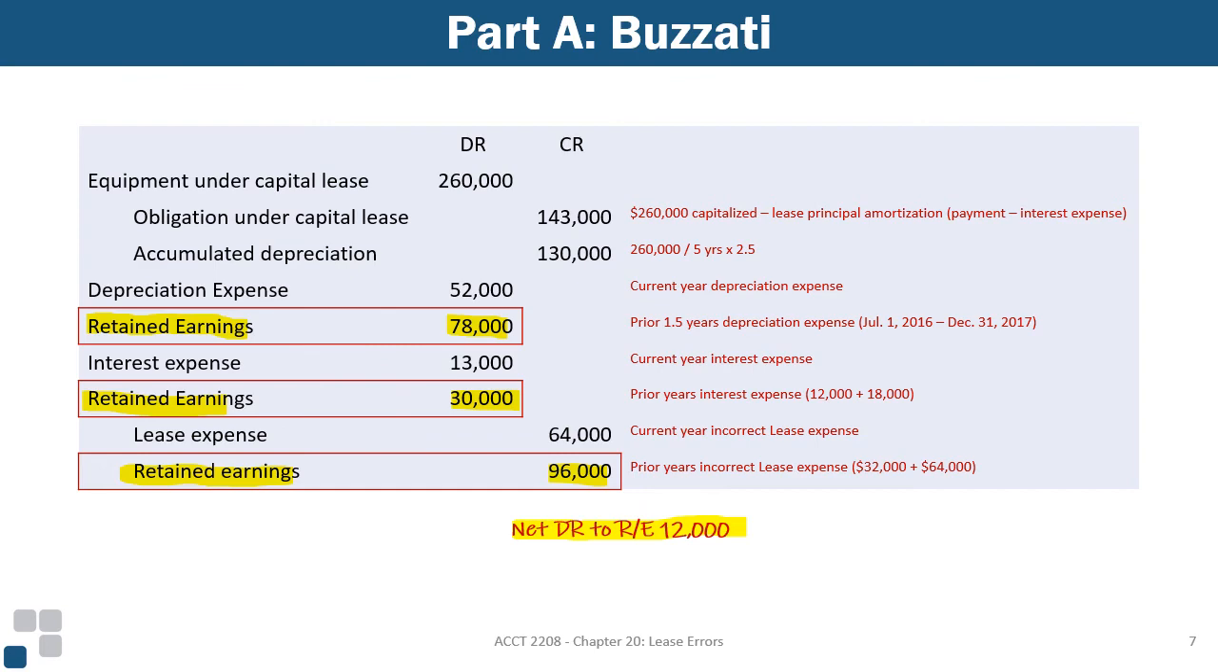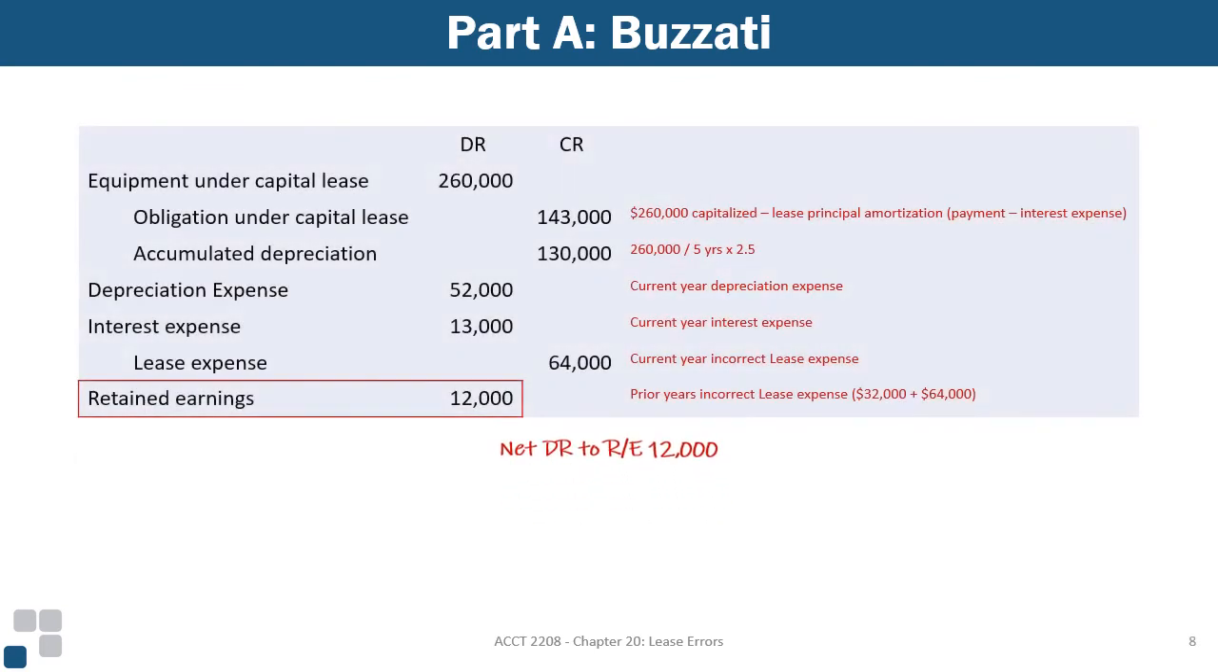So what we can do then is just debit retained earnings for $12,000 and leave all the other items to retained earnings out. And this now resembles the solution more closely. I think the only difference in the solution is that the obligation and the accumulated depreciation amounts, one comes before the other. But basically that takes care of the errors resulting from not properly capitalizing a finance or capital lease.